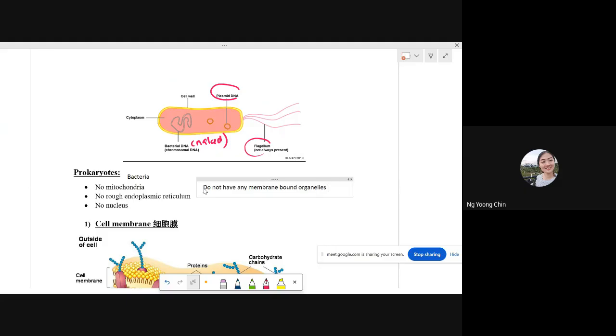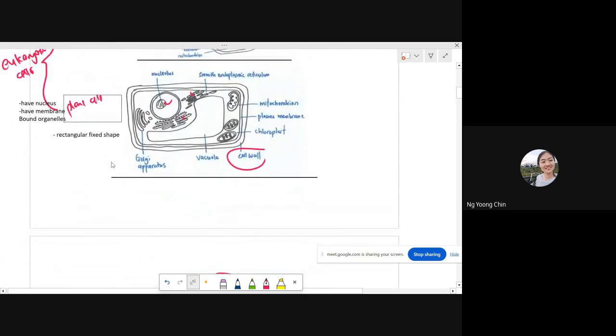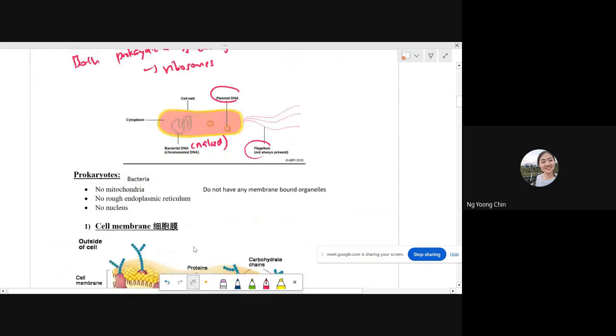But the similarity between the prokaryotic cell and the eukaryotic cell is that both cells have ribosomes. Both do contain ribosomes. Just that in the eukaryotic cell, their ribosome size is larger. In the prokaryotic cell, the ribosome size is smaller.